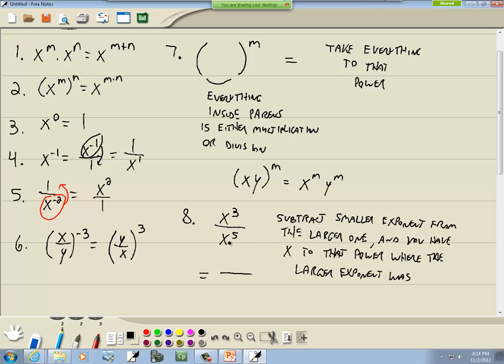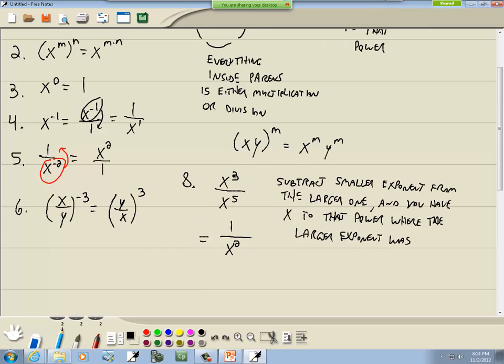Okay, we got x to the third over x to the fifth. Well, we'll subtract the smaller exponent from the larger one. So we got 5 minus 3 gives us 2, and we'll have x to the second power where our larger exponent was. Larger exponent was downstairs. So we'll put that in the denominator. And then you put a 1 here as a placeholder.